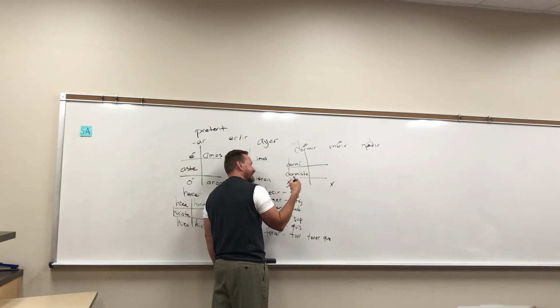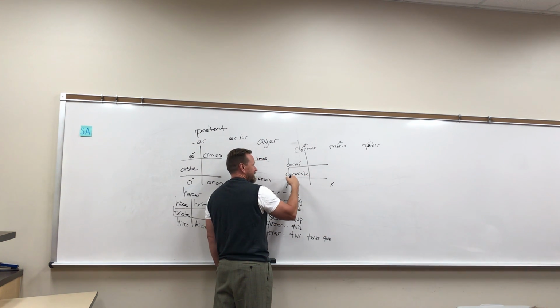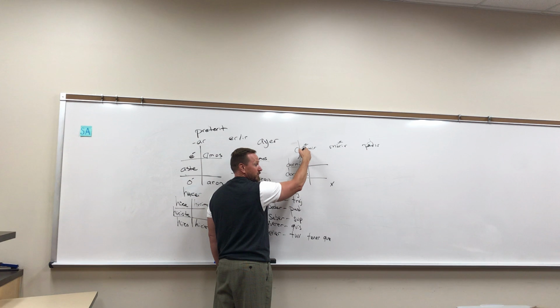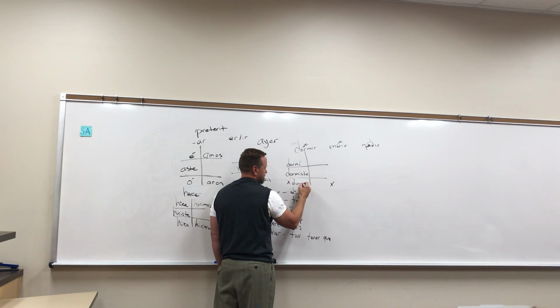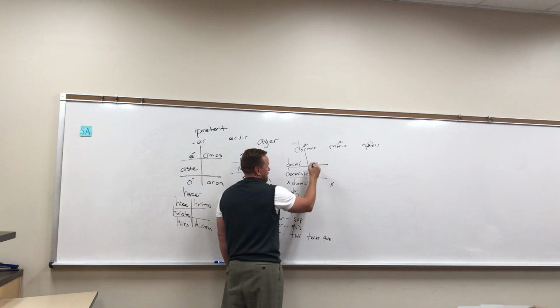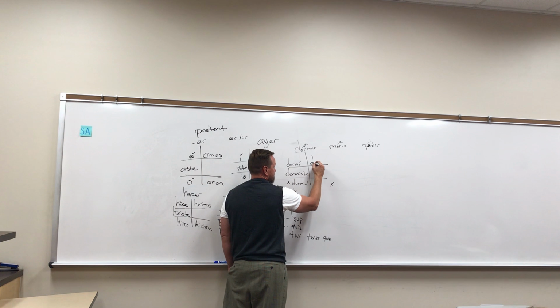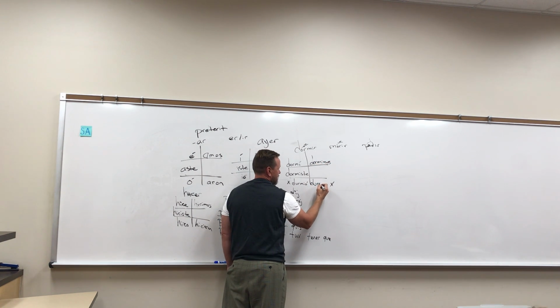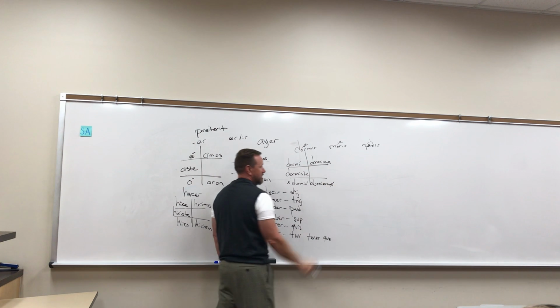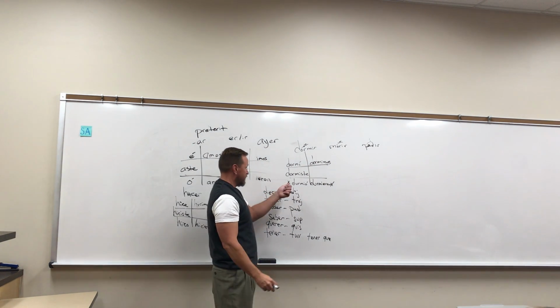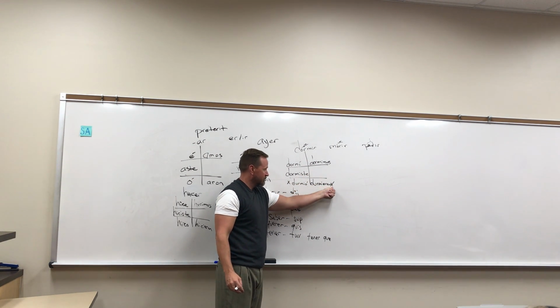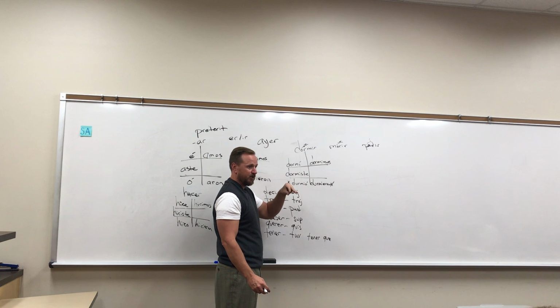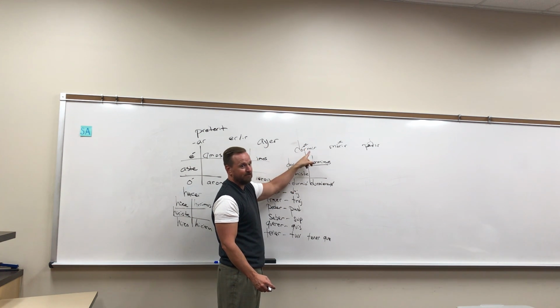Dormiste. But él, ella, usted, this O is going to change to a U. Durmió. Nosotros dormimos. Ellos, ellas, ustedes durmieron. So in the third person singular and third person plural forms, you will have a spelling change if it's an IR stem changing verb.